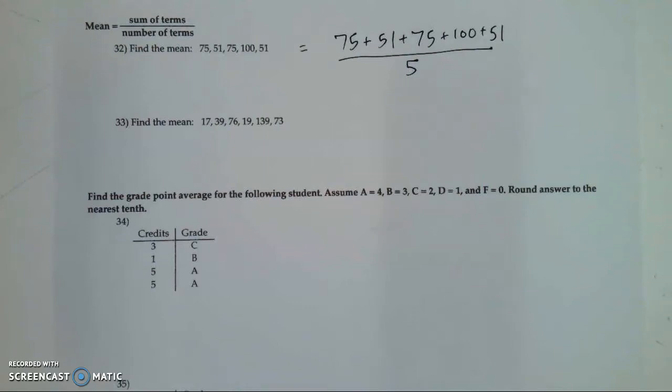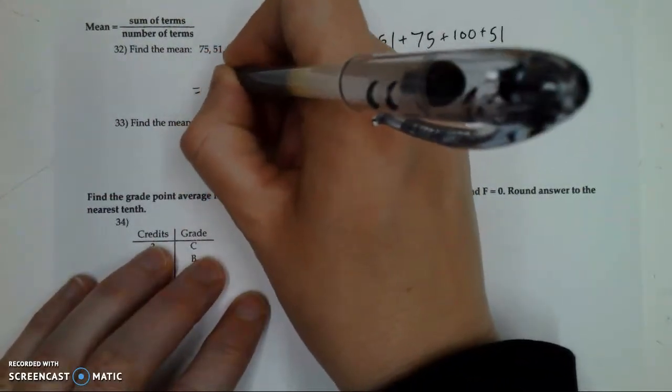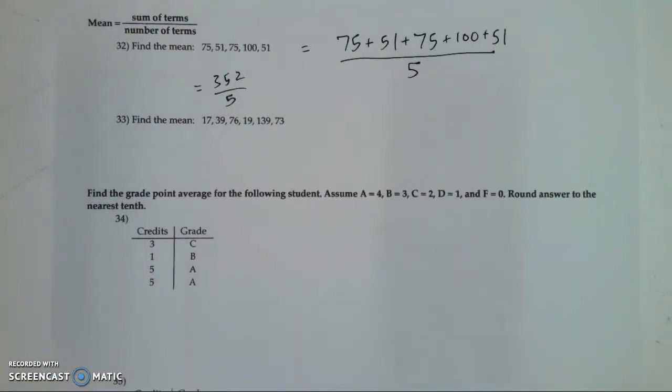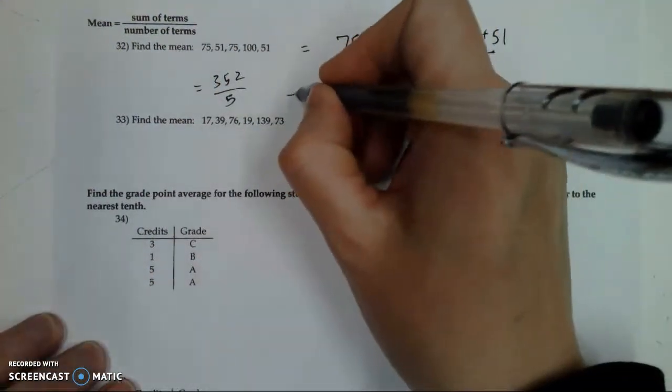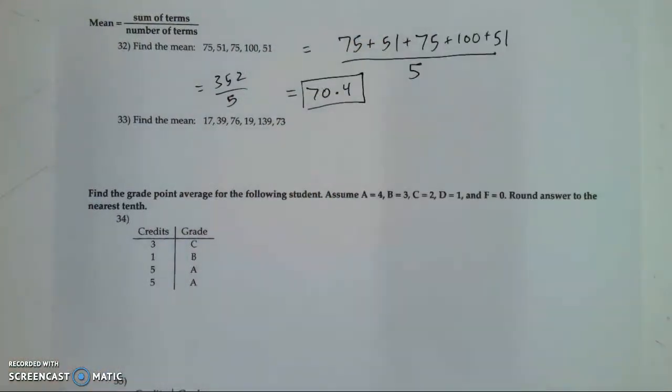I'm going to add up all the numbers first, and I'm going to do that as a separate computation. That gets me 352, and now let's divide that by 5. And I get 70.4. We might get a decimal. That's perfectly okay.